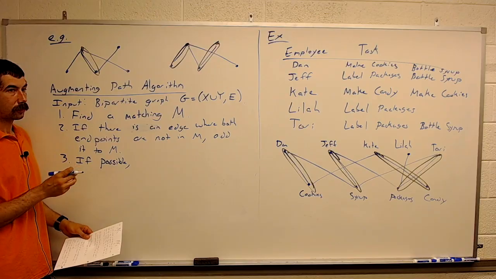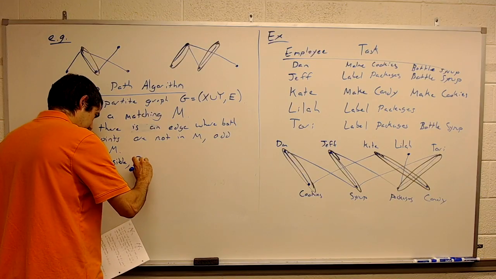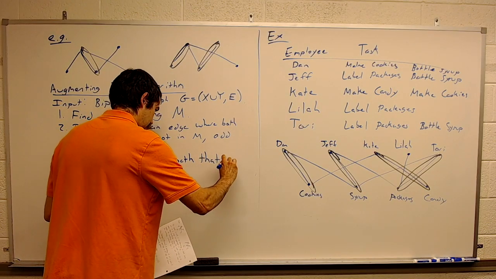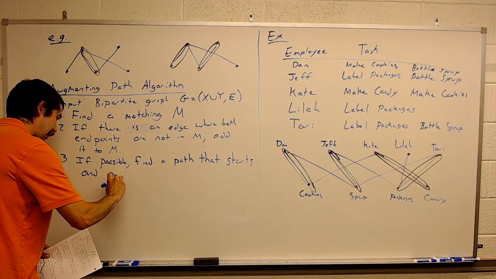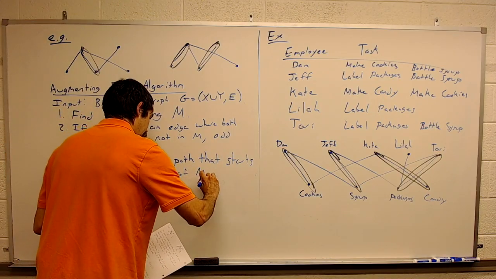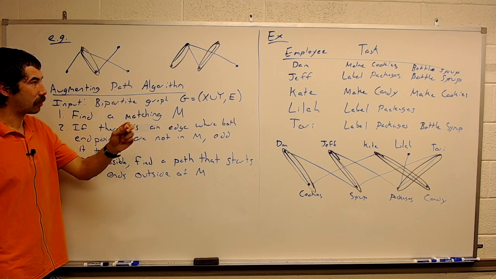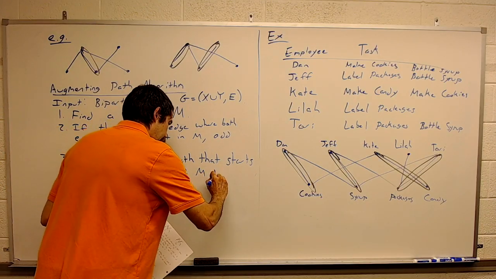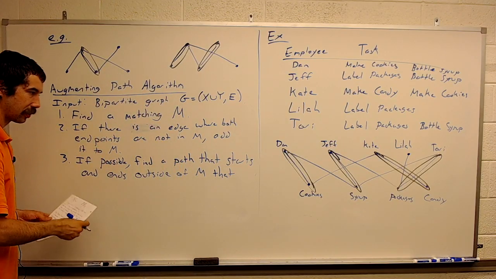If possible, find a path that starts and ends outside of M. Okay, what does that mean? The starting vertex is not highlighted, the ending vertex is not highlighted, and the path alternates between highlighted and unhighlighted edges.